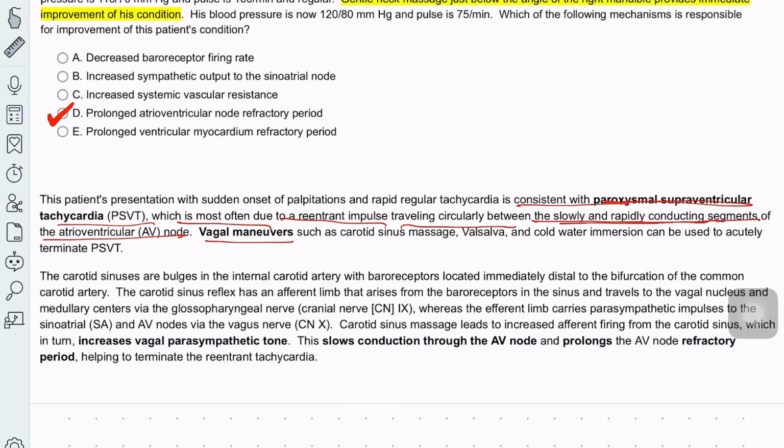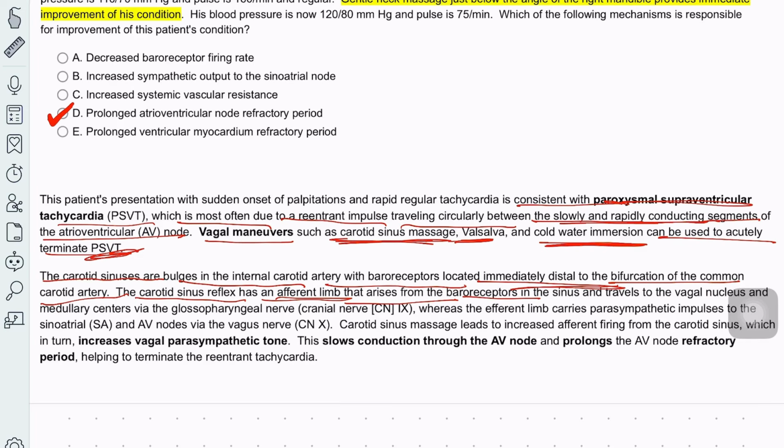Vagal maneuvers such as carotid sinus massage, Valsalva, and cold water immersion can be used to acutely terminate the PSVT. The carotid sinuses are bulges in the internal carotid artery with baroreceptor located immediately distal to the bifurcation of common carotid artery. The carotid sinus reflex has an afferent limb that arises from the baroreceptor in the sinus and travels to the vagal nucleus and medullary center via the glossopharyngeal nerve, whereas the efferent limb carries the parasympathetic impulse to the SA node and AV node via the vagus nerve.